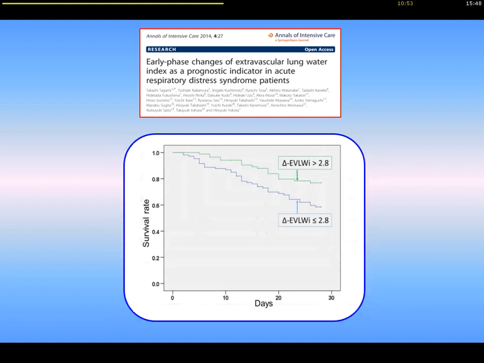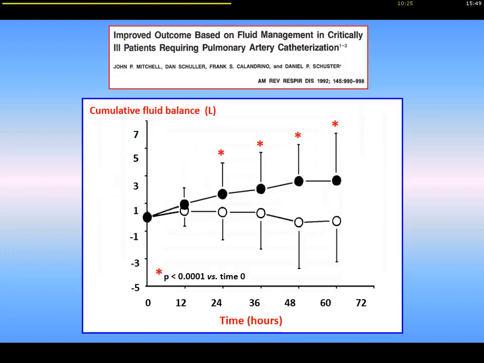And they found that the cutoff value of 2.8 for lung water can well separate the survivors and the non-survivors. It is the changes in extravascular water, not the absolute value: a decrease above 2.8 was associated with a better survival compared to patients whose extravascular water did not decrease by more than 2.8.